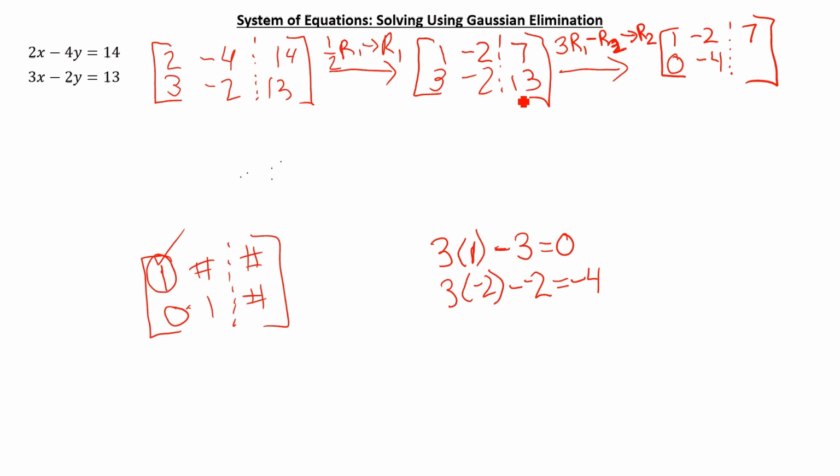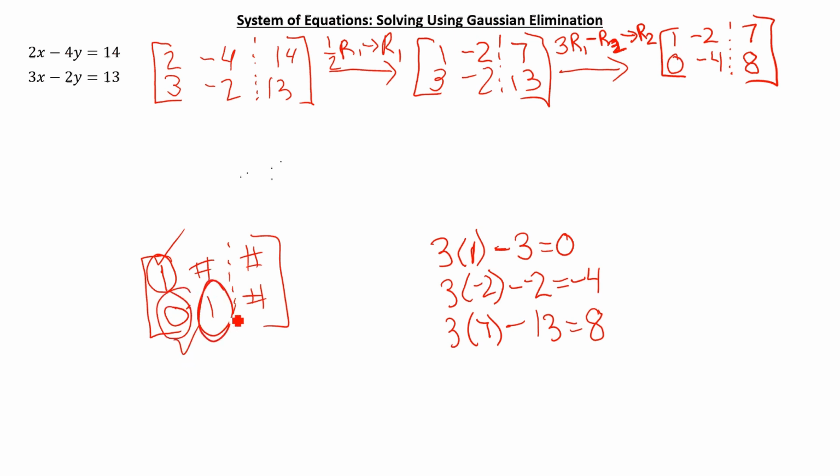For the last number, we do 3 times 7, which came from row 1, and subtract 13. So 3 times 7 minus 13 gives us my favorite Spanish number, 8. Now we have this 1, we have the 0, so that part is now done.